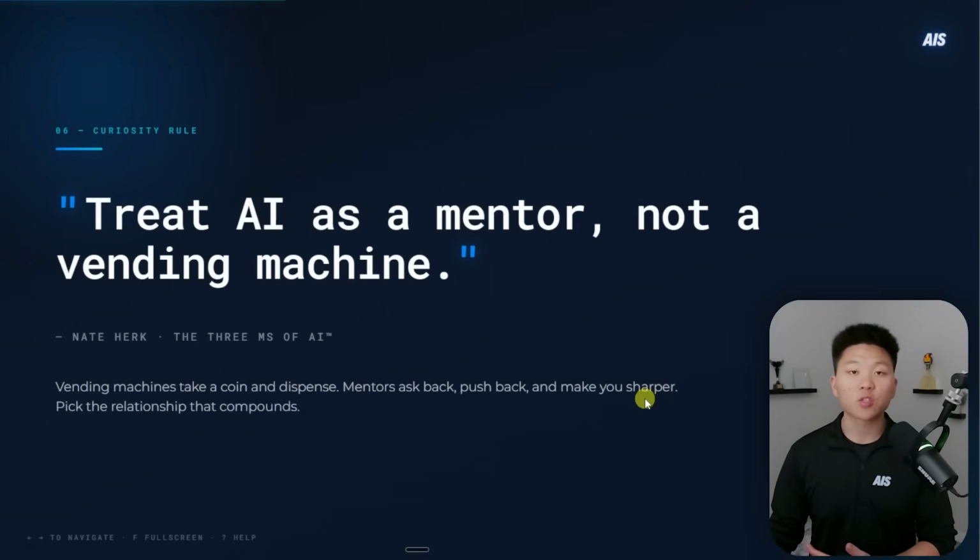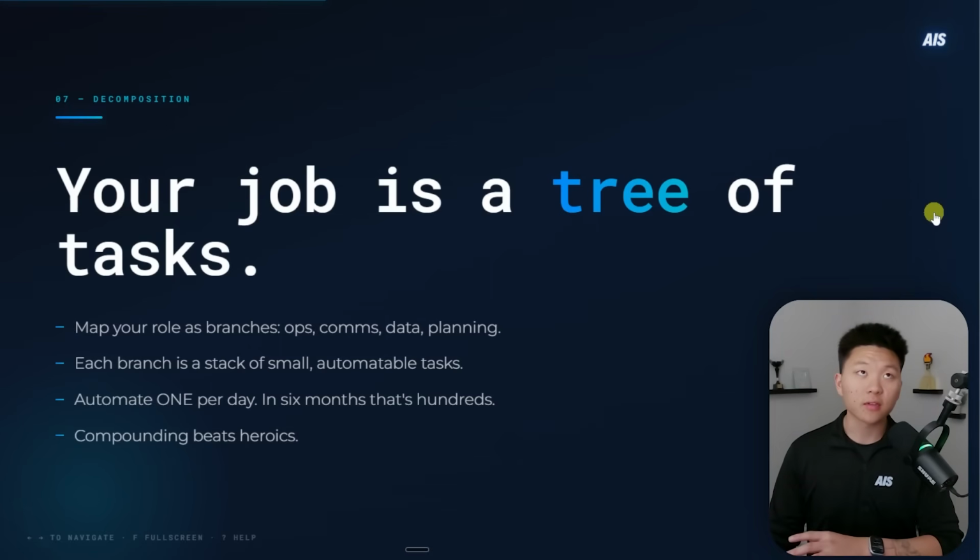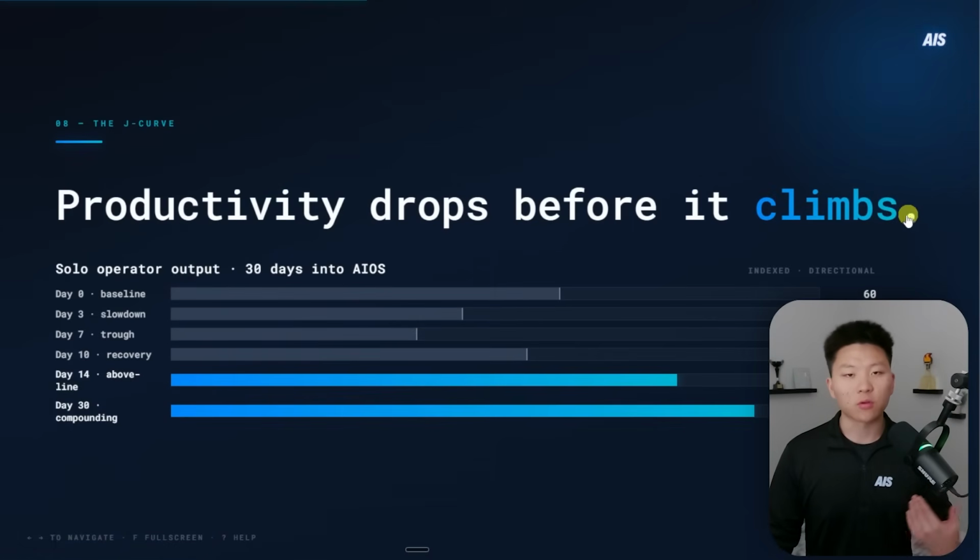The other one is treat AI as a mentor, not a vending machine. Vending machines take a coin and they give you something, but mentors ask you questions. They push you back. They make you sharper. They encourage you. They give you ideas. And that is the relationship that you want to have with AI, not a vending machine. And then, of course, we just talked about how your job is essentially a tree of tasks, and thinking about it like that makes big, vague, overwhelming ideas more realistic.